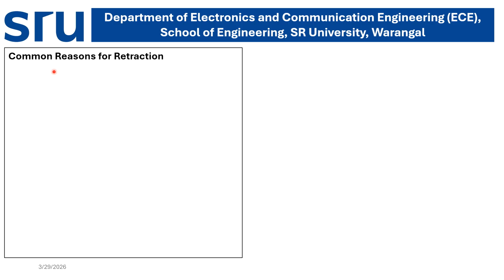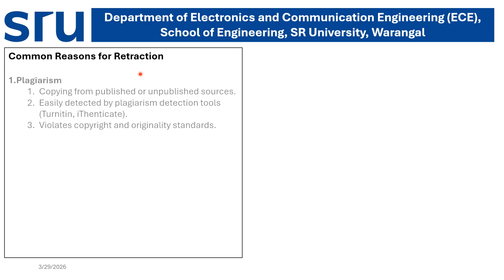Common reasons for retraction. First of all, plagiarism: copying from published or unpublished sources. It is easily detected by plagiarism detection tools such as Turnitin and Authenticate. It violates copyright and originality standards.